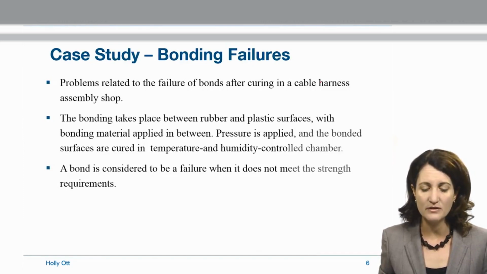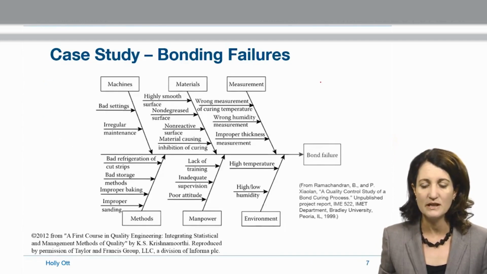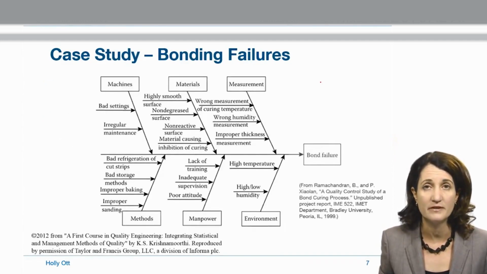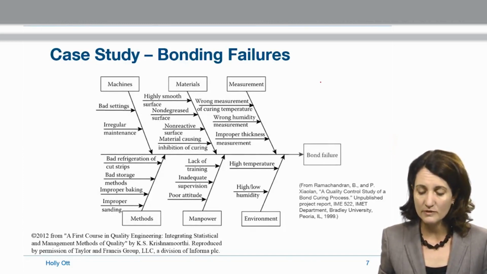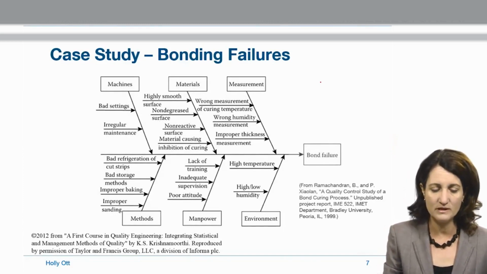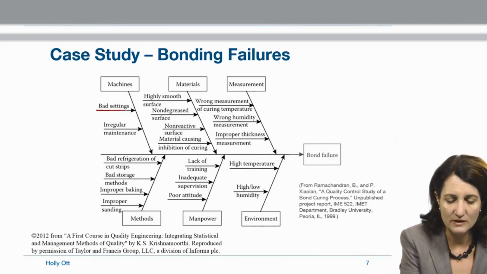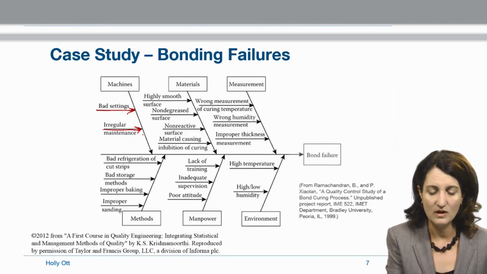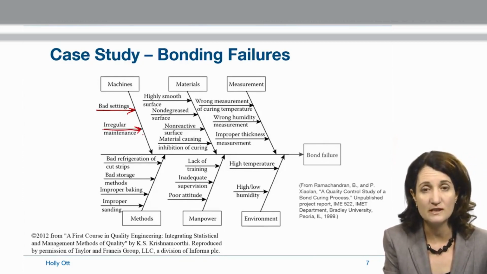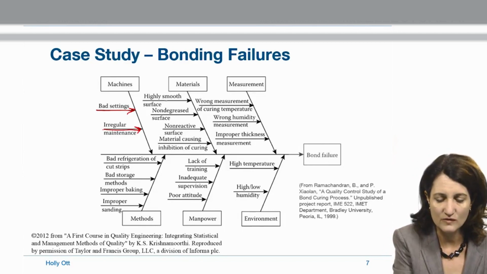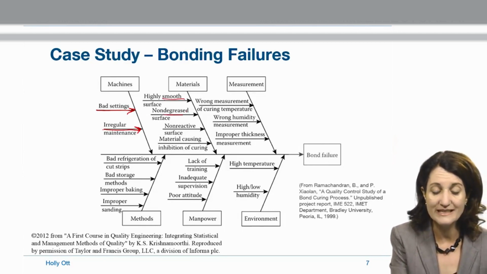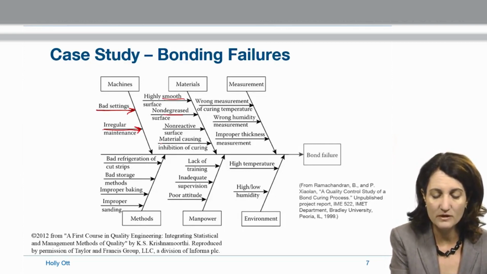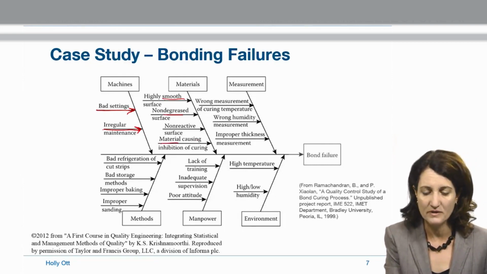So the team sat together, talked to all the people involved in the process, looked at the process, and here's the example of their fishbone diagram. Now, maybe here we don't need to go through everything, but you can see, for example, for the machines, could it be the setting on the oven was incorrect? Could it be that the maintenance was not done regularly enough? For the materials, you had these two surfaces. Could it be that the surface was very smooth, or was not degreased, or could there be some problem with the material that was causing a problem with the curing?